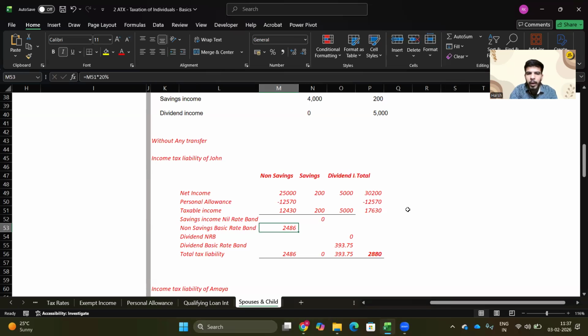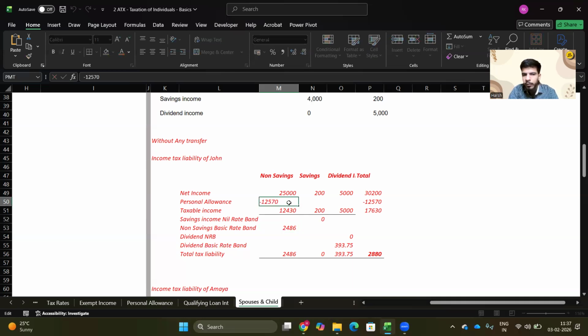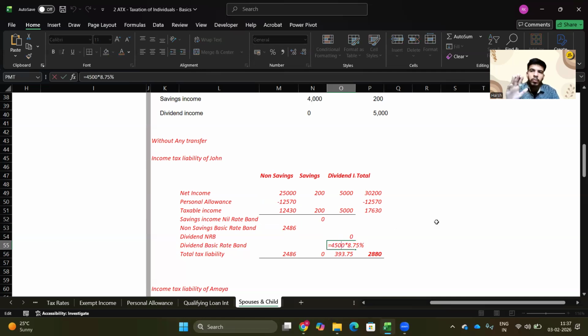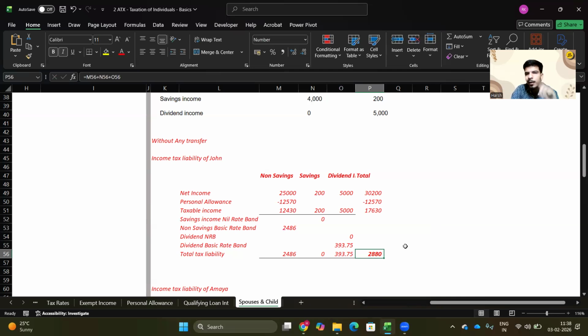Next, another part is calculated under the basic rate band. Non-savings income, whichever is left, is taken under it. We have applied personal allowance here, right? Firstly, you would apply it against non-savings income, then whatever is left, we would be paying 20% tax on it. And we have £5,000 of dividend, which would again be covered under the basic rate band. We have taken £500 of nil rate band and over £4,500, so the part above £500 is taxed at 8.75%. As you can see, in our previous video we discussed the bands as well. So we would be incurring a total tax liability of £2,880.